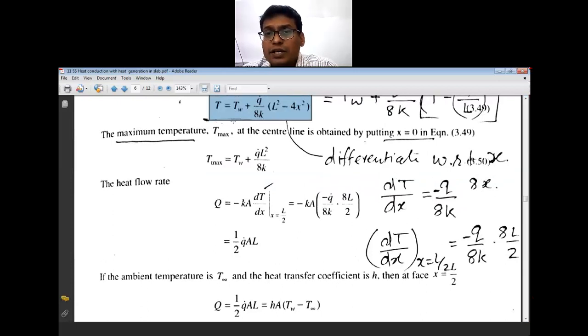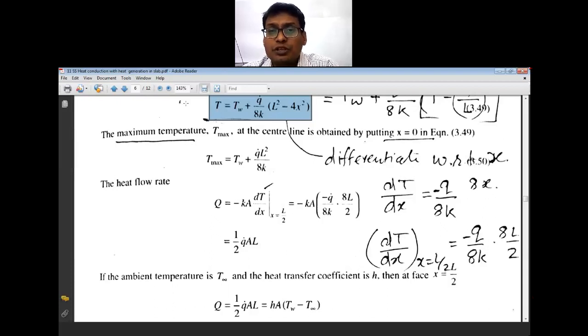Differentiate this with respect to x, so that I will get dT/dx, which is equal to minus q upon 8k into the 8x. As the wall temperature is fixed at a distance L, that is fixed. So this is what the temperature T is calculated. One aim is completed. Now the second thing is that we are interested in calculating the heat flow rate also.